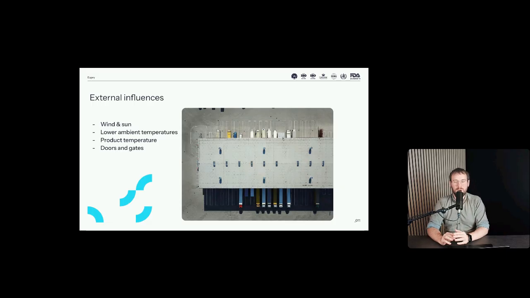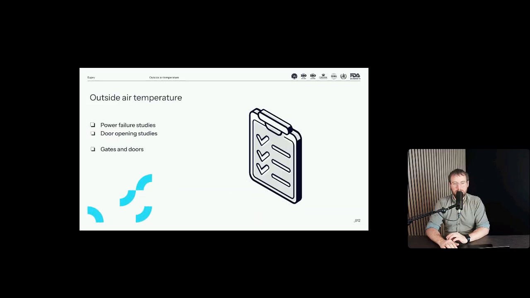We often see it because there'll often be personnel working during the daytime where it's nice and hot, but not during the night where temperatures are non-conformant. But during the winters, we can often see this as an issue. So, deep diving into what we should do in terms of this outside air temperature: how does it affect our methodologies? One thing where it can be very prevalent is in terms of power failure studies.